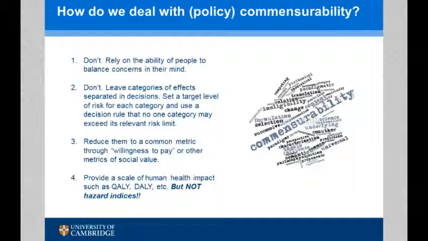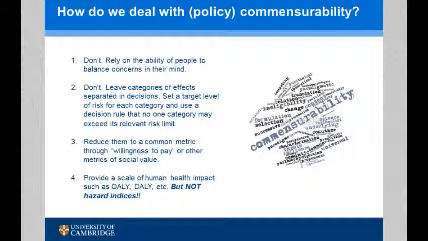The third one is to reduce them all to some common metric through something like a willingness to pay or some other metric of social value. So I could say, how much are you willing to pay? How many dollars are you willing to pay to avoid a respiratory effect? How many dollars are you willing to pay to avoid a reproductive effect? I could do that. I don't happen to like that approach, but many economists do, and they have perfectly valid reasons for wanting that approach.